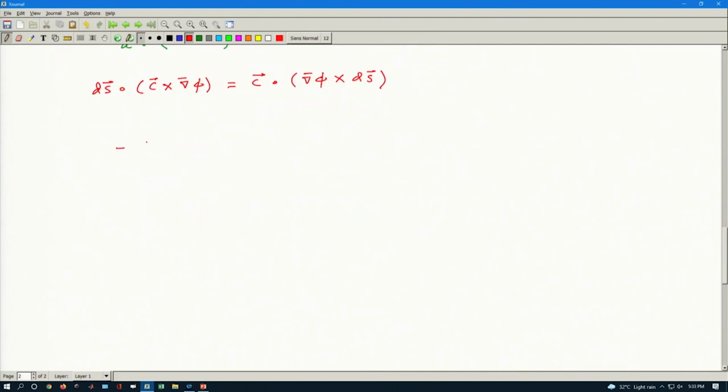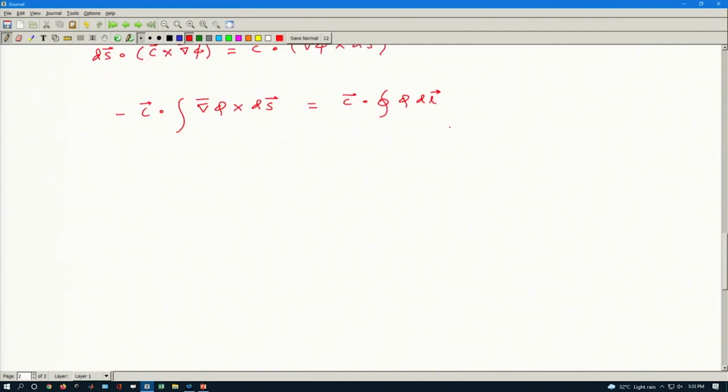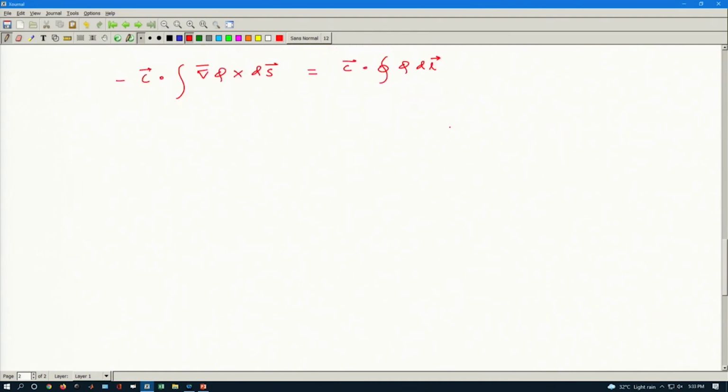So, I have minus of C dot the integration of this quantity, gradient phi cross ds. On the right hand side we already have C dot closed integral of phi dl. So, you can see that this is true for any given C and phi.